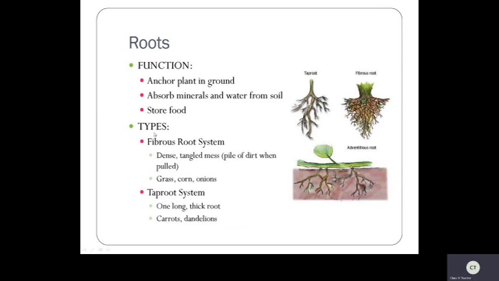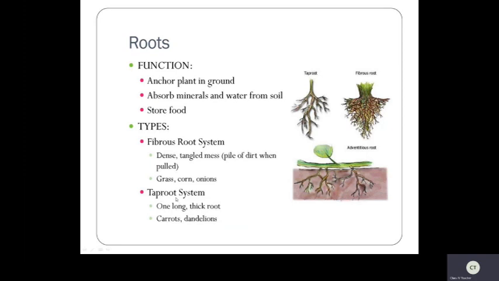Now we have studied types of roots. Fibrous root system, that is a dense tangled mess. You will be seeing a dense tangled mess. So this is called the fibrous root system. For example, grass, corn, onions. We have just seen paddy and also jowar. These are good examples for the fibrous root system.